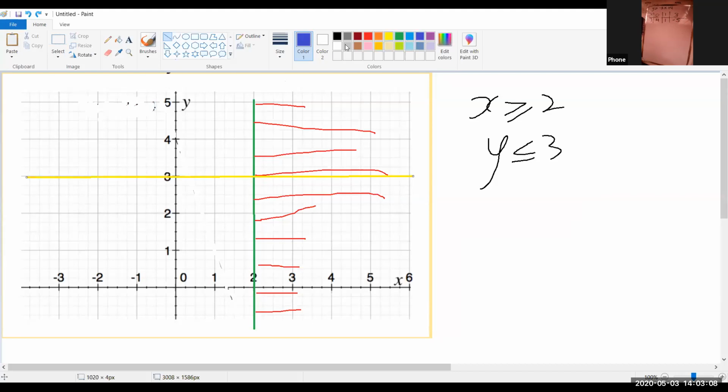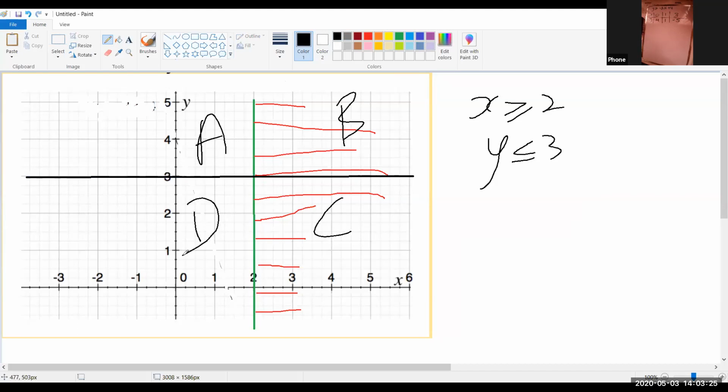Let me choose a different color. Black. So where do you all think the common region will be? Let me just write letters all over the page. Here we call A, here B, here C, here D. Which region is the common region? Region A, region B, region C, or region D?